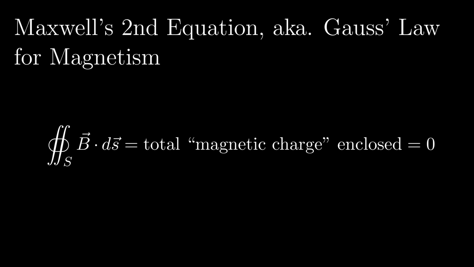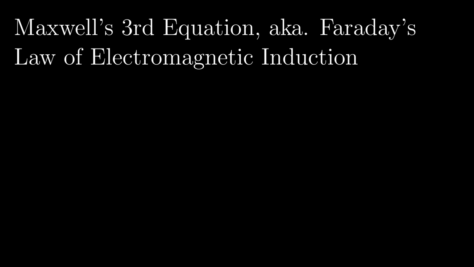So, if B is the magnetic flux density vector on a closed surface, then the closed surface integral of B will equal the total magnetic charge enclosed by the surface, which is of course equal to 0. Thus, once again, by the application of the divergence theorem, we can say that the divergence of B will be 0 always. So this is Maxwell's second equation. Once again, this equation is valid for both static and dynamic fields. Maxwell's third equation, also known as Faraday's law of electromagnetic induction.